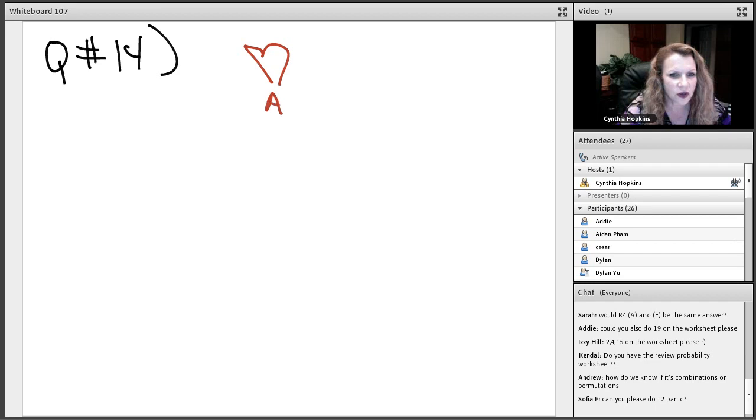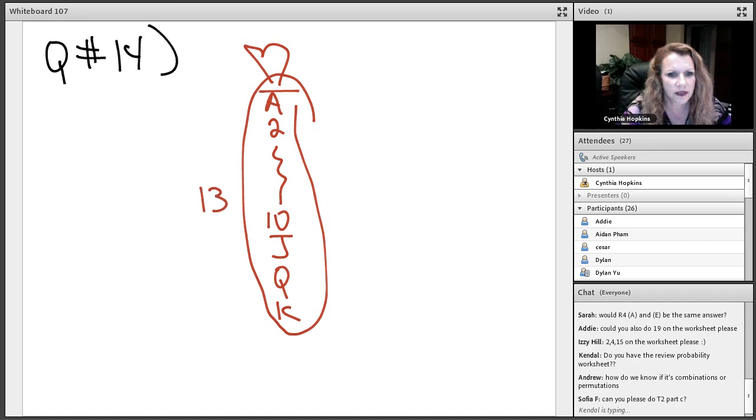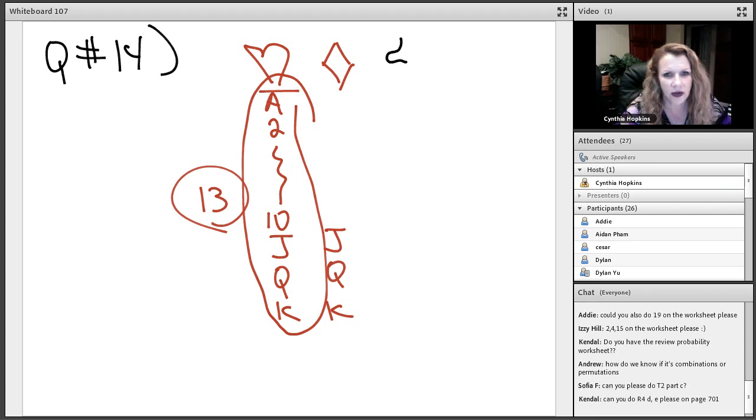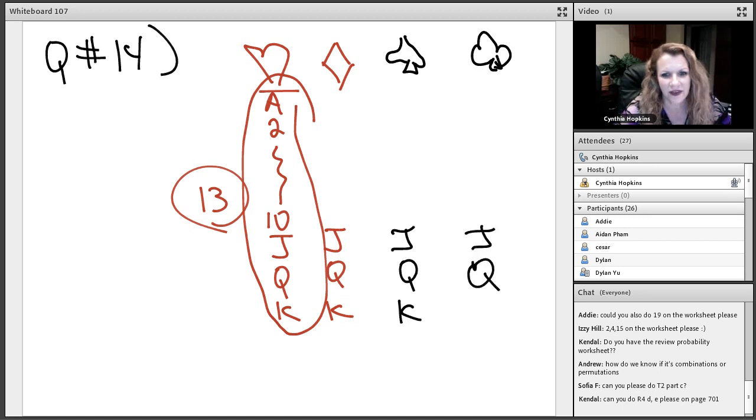that's supposed to be my hearts column. So I've got ace, 2 through 10, and then jack, queen, king. Okay, so there are 13 hearts. And then they say, or a face card. Well, those are my heart face cards, but I also have 3 diamond face cards. And then let's switch to black. I've got 3 jack, queen, king spades, and then 3 face cards for my clubs.